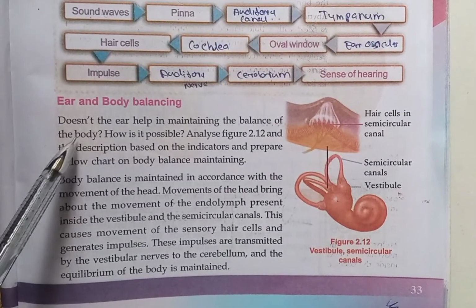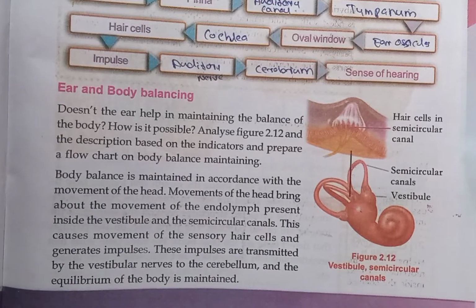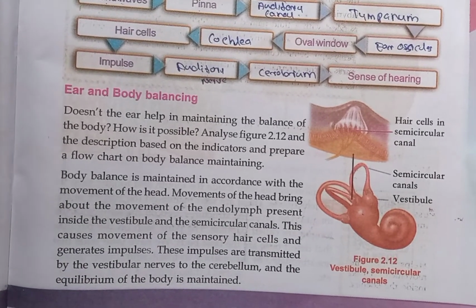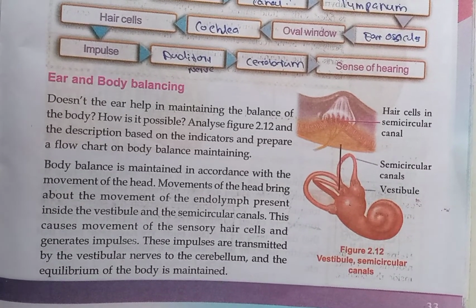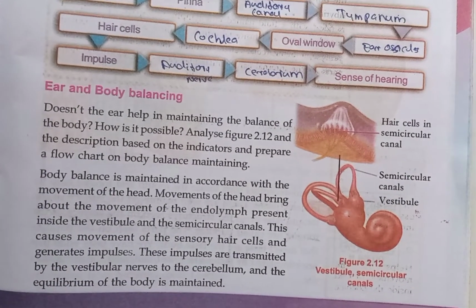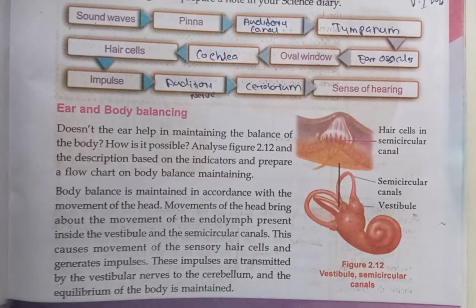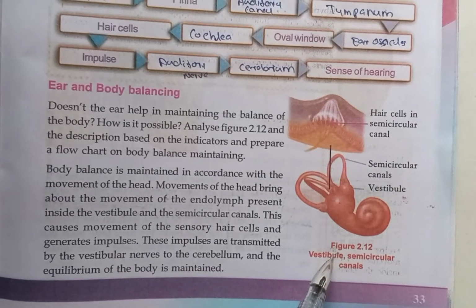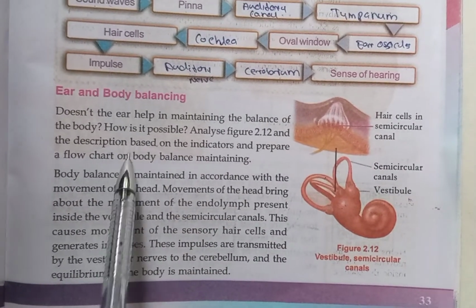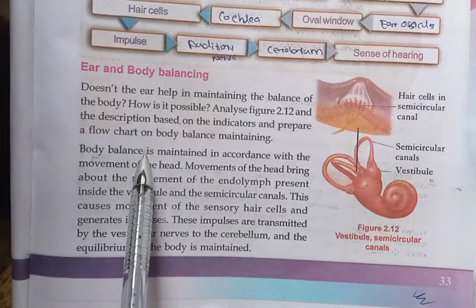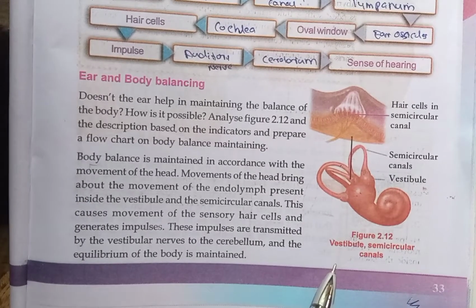Look, doesn't the ear help in maintaining the balance of the body? I told you, in the brain the cerebellum helps balance the body. Along with that, one more part in your ear, the ossicles and vestibule, helps with ear balancing. Analyze figure 2.12. Look, vestibule, semicircular canal. Body balance is maintained according to the movement of the head.